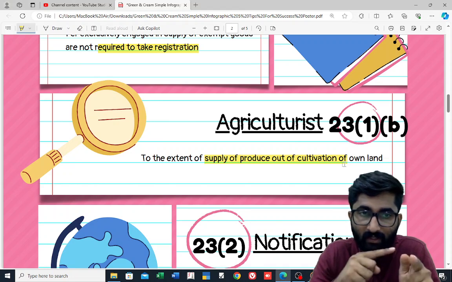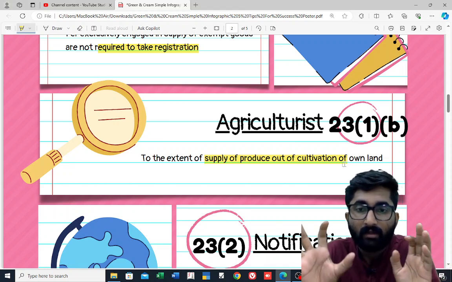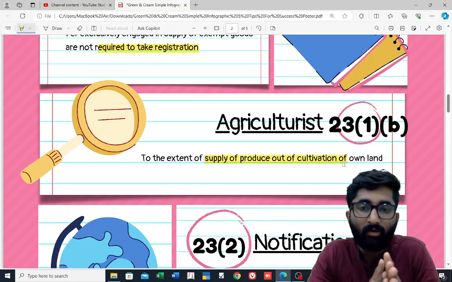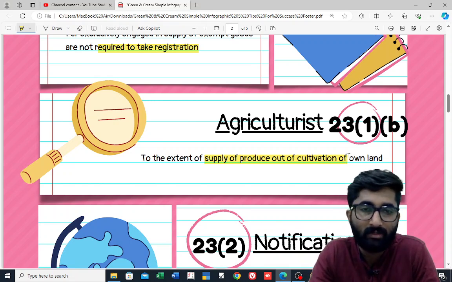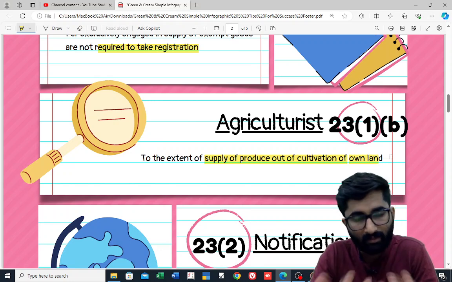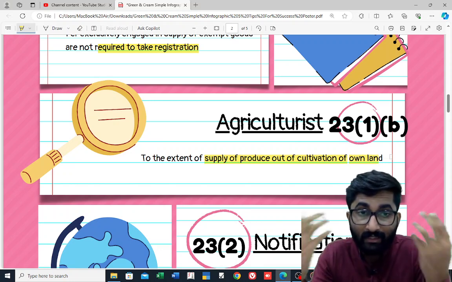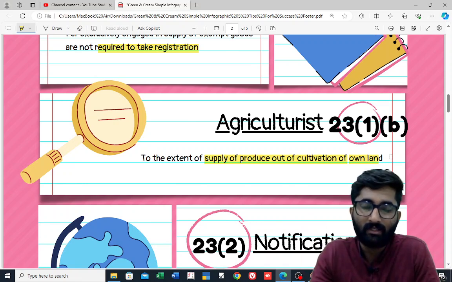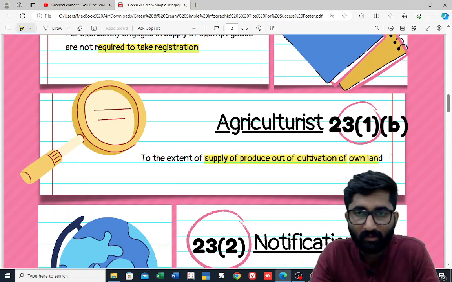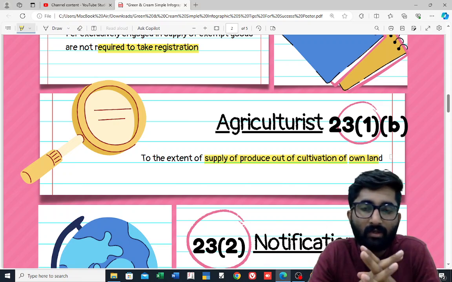I have written it as own land, but it is wrong. To the extent of supply of produce out of the cultivation of the land, it is not required that it should be his own land. If it is his own cultivation of the land, then he will be called an agriculturist. To that extent he is not required to pay any GST. That means he is not required to register. Agriculturist is not required to register.